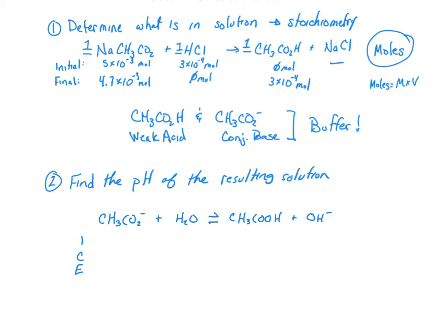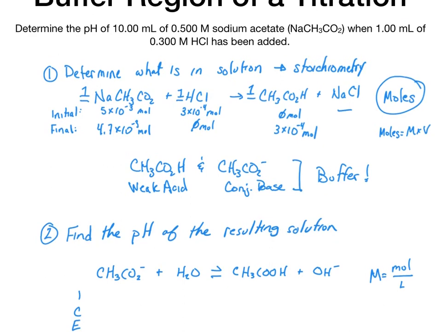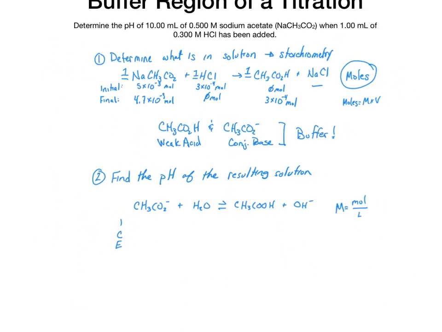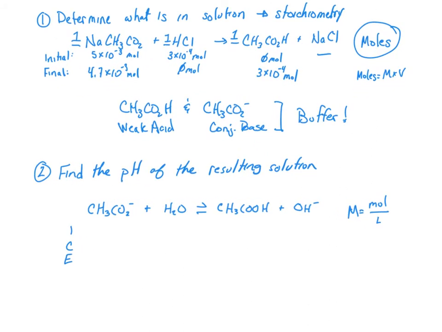And now ice tables rely upon molarity. And so remember that molarity is equal to moles divided by the liters. And in this example, my volume is my total volume, which is 10 milliliters of my sodium acetate plus 1 milliliter of HCl. And so my volume is 11 milliliters or 0.011 liters. So if I find that out, I find that initially I have 0.4273 molar acetate and I have 0.02727 molar acetic acid. I don't care about my water and I have no hydroxide.